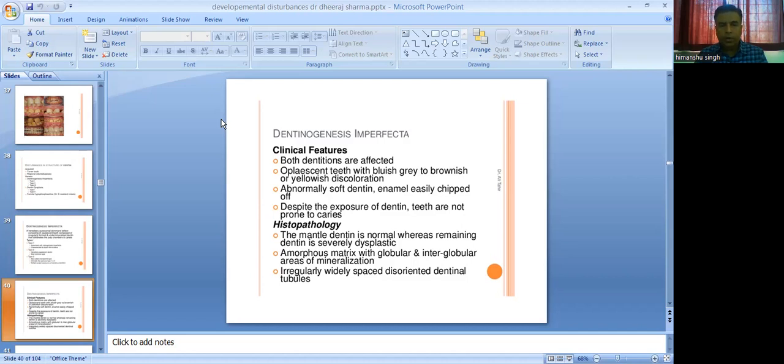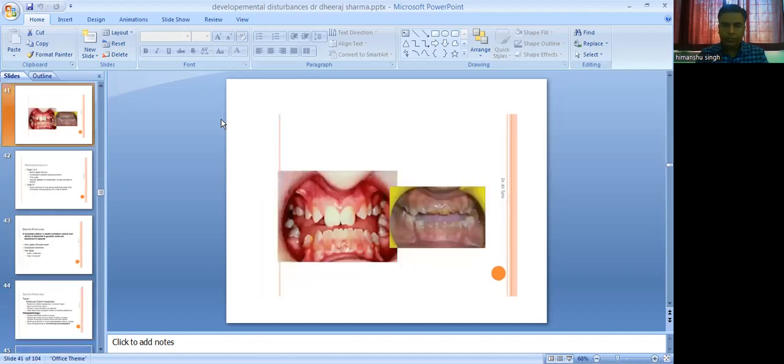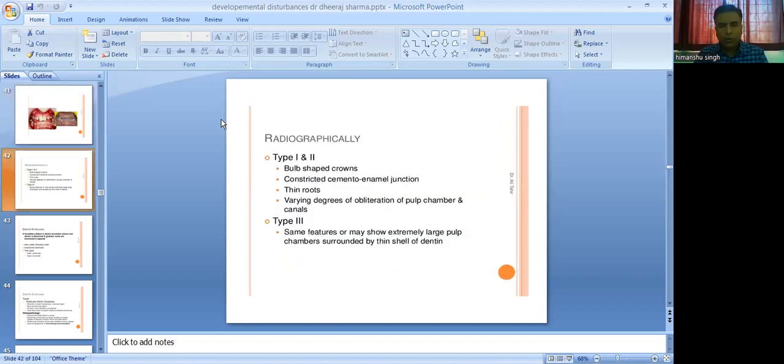Histopathology: the mantle dentin is normal, whereas the remaining dentin is severely dysplastic, with amorphous matrix with globular and interglobular areas of mineralization, and irregularly widely spaced disoriented tubules. And you can see the generalized changes. Radiographically, type 1 and type 2 show bulbous crowns, cervical constriction, thin roots, and varying degrees of obliteration of pulp chamber and canal.